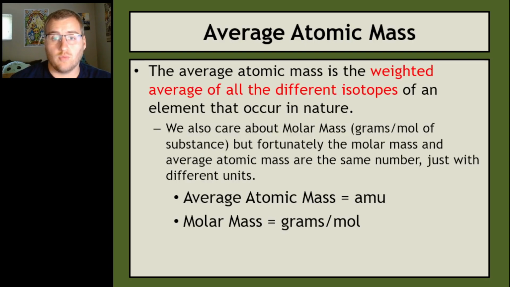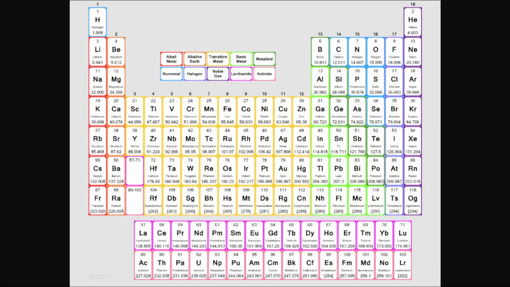All right, the average atomic mass is the weighted average of all the different isotopes of an element that occur in nature. So if we look at the periodic table, it tells us average atomic mass. It's actually the numbers on the bottom of the box. When we're talking about the mass of an individual atom, it always comes out to be a whole number, or very close to a whole number. That's because you just always have a whole number of protons and neutrons. You can never have half of a proton or half a neutron.